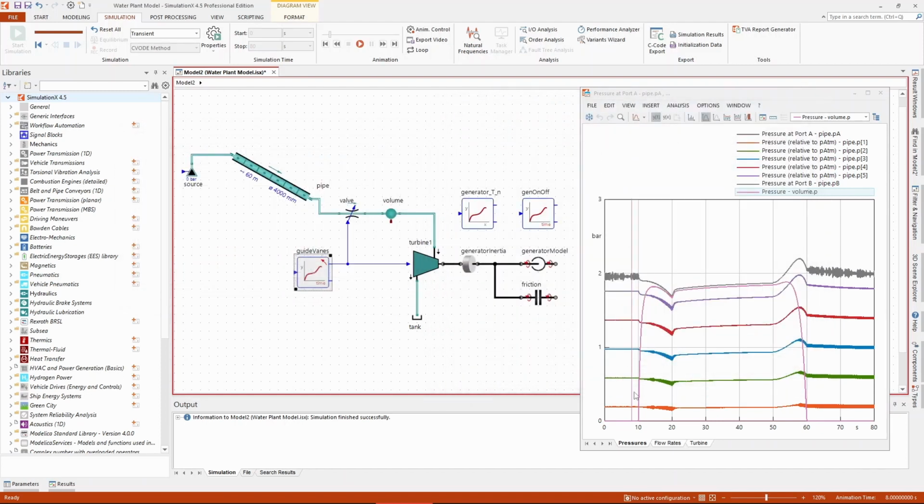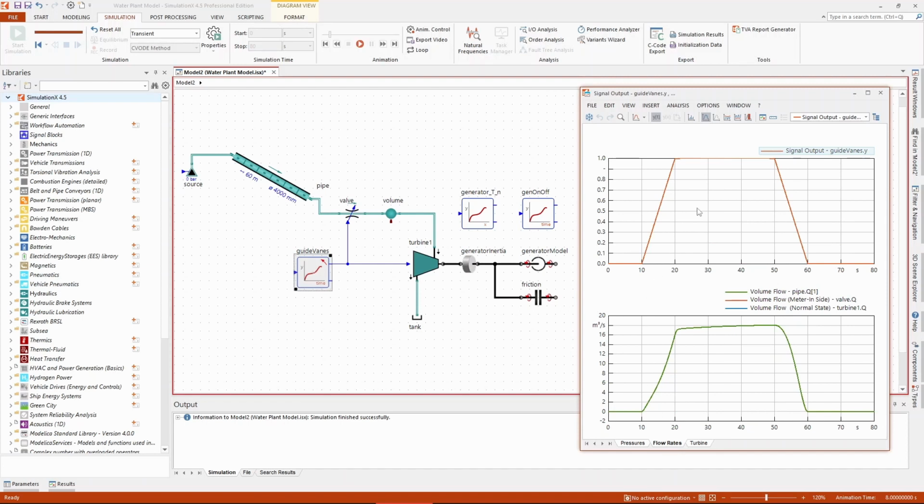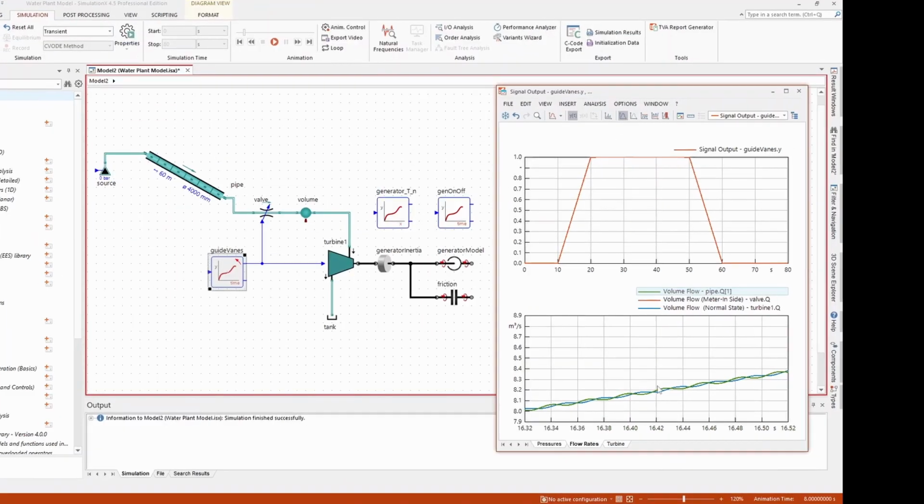The resulting volume flow rates through the pipe, valve, and turbine can be seen in the lower diagram. The flow rates are nearly identical. It is only once you zoom in significantly that you can see minor variations.